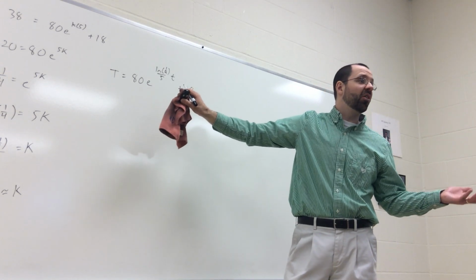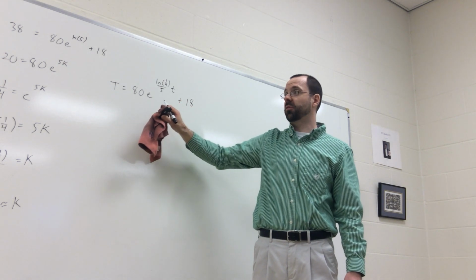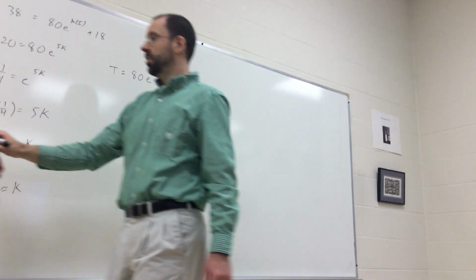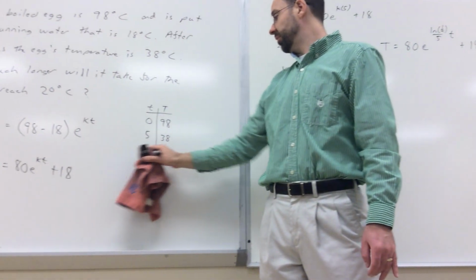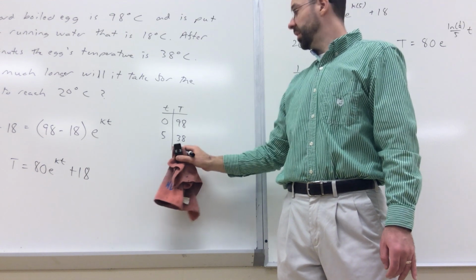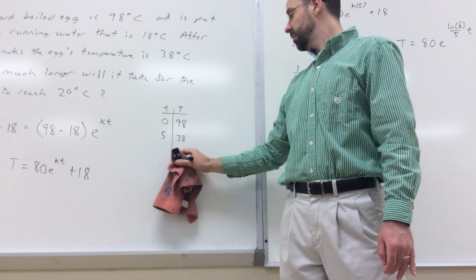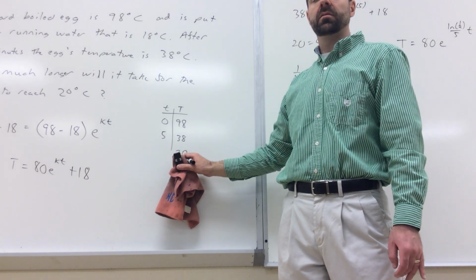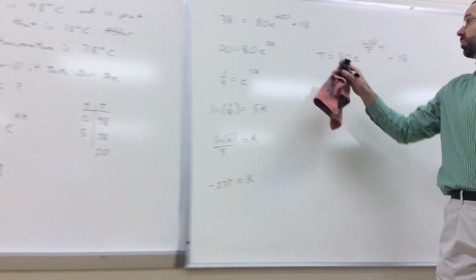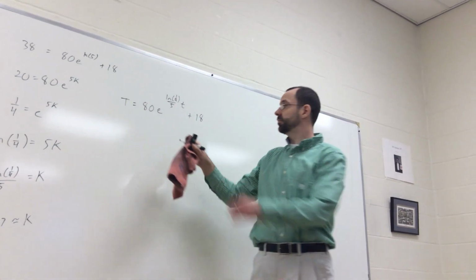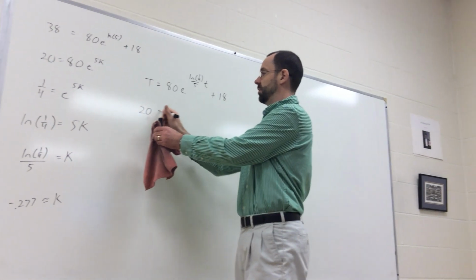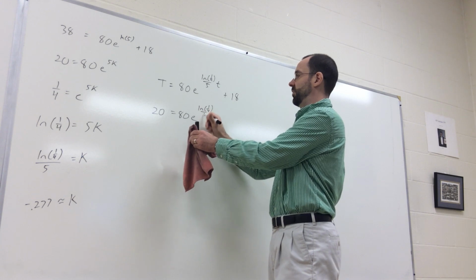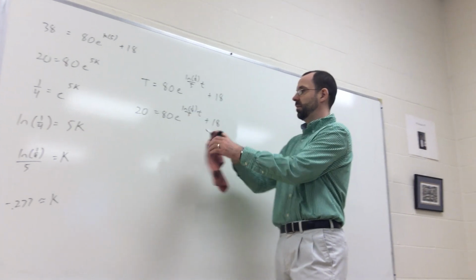Okay, so now after all that, I'm finally ready to answer the question. The question is, how much longer will it take for the egg to reach 20 degrees Celsius? So where does the 20 go in this table? Does it go here or here? It's the temperature, right? So the question is, what is the time to get to 20? So now I'm going to plug 20 in for capital T over here. So 20 equals 80 e to the ln of 1/4 divided by 5 t plus 18.